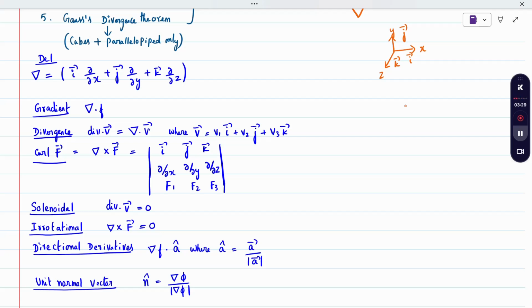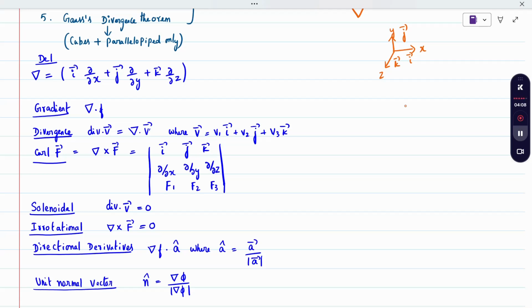Solenoidal means, how to check solenoidal? It is nothing but div of f vector. When we get the answer to be 0, it's called a solenoidal vector. So for irrotational, del cross f vector equals 0. When we find the curl of f and get 0, it's called irrotational. For the directional derivative, we have to find del f into a cap. A cap is nothing but a vector divided by modulus of a vector. A vector will be given in the question. So that is the directional derivative.